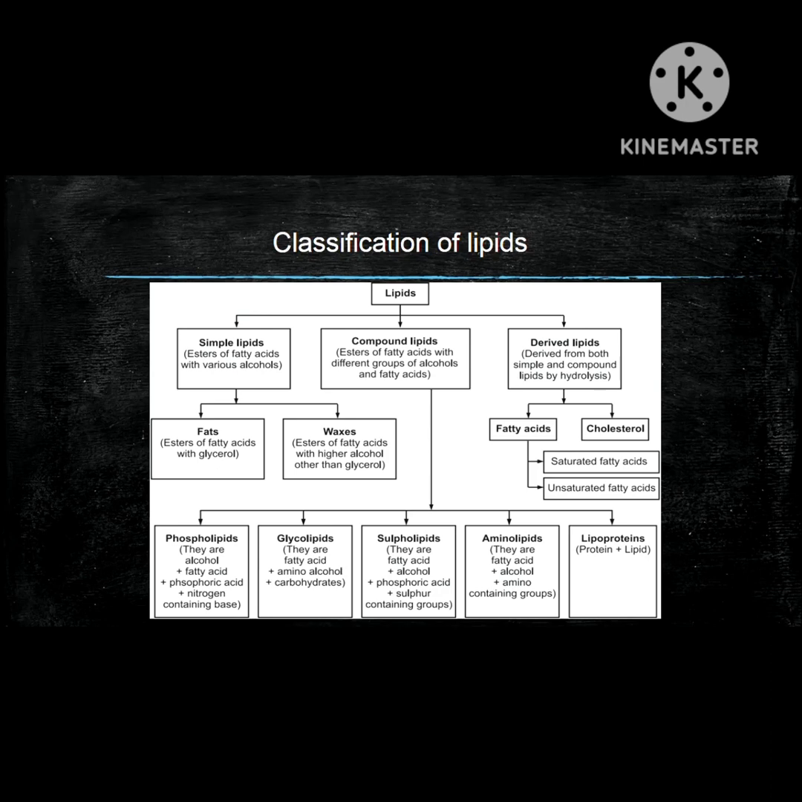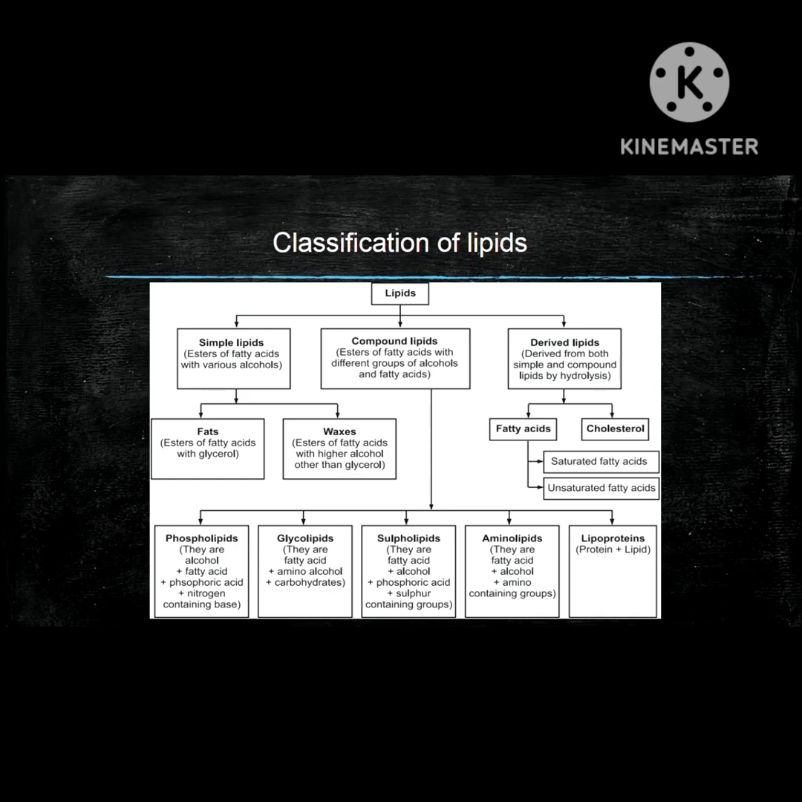Glycolipids and sulfolipids. Sulfolipids are made up of fatty acids, alcohols, phosphoric acids, and sulfur containing groups. Usually they contain sulfates as additional groups. That is why we call them sulfolipids. And then aminolipids, definitely the aminolipids contain fatty acids, alcohol, and amino acid.